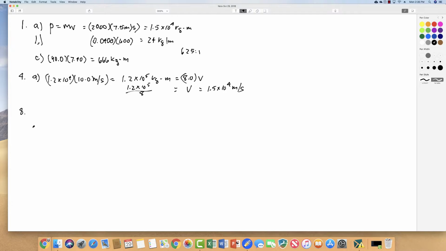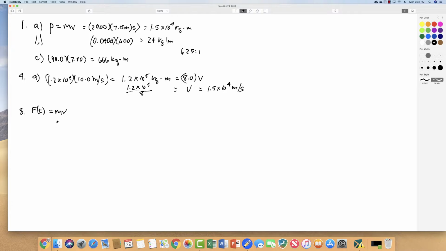And now with problem number 8, we're starting to move into something called impulse. Impulse is defined as the force times the time at which the force is applied. And it turns out that this impulse is equal to the change in momentum of an object. So Ft, impulse, is equal to momentum. And the first problem is problem number 8.